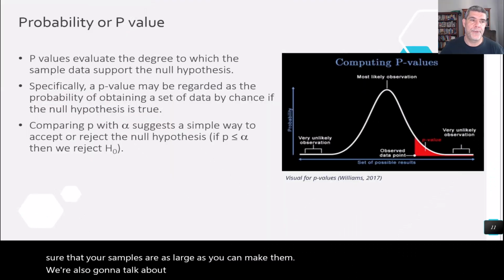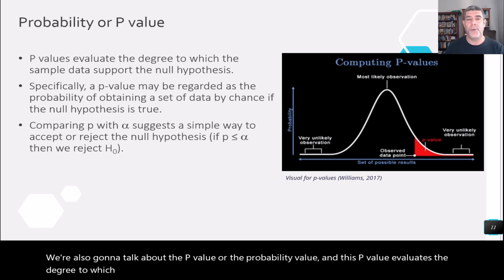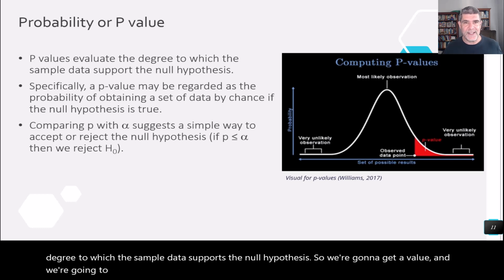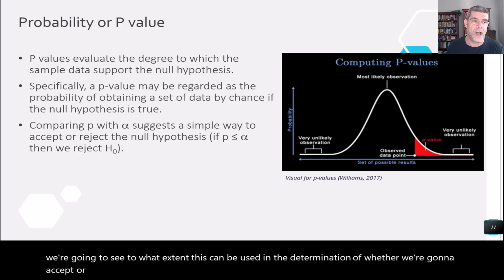We're also going to talk about the p-value, or the probability value, and this p-value evaluates the degree to which the sample data supports the null hypothesis. So we're going to get a value and we're going to see to what extent this can be used in the determination of whether we're going to accept or reject our null hypothesis.